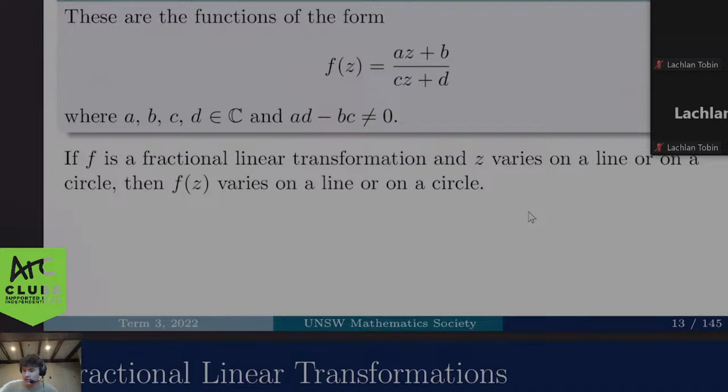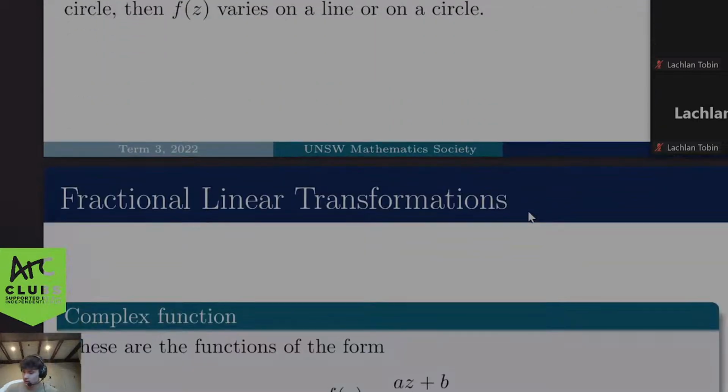Now we have our first key information here, and that is, it says here that if f is a fractional linear transformation and z varies on a line or a circle, then f of z varies on a line or a circle. That's to say that the image of a line or a circle will equal a line or circle. So it kind of preserves lines or circles, sorry.